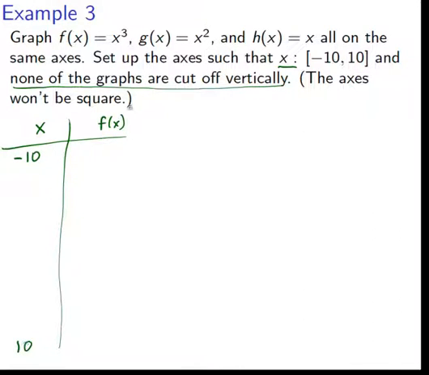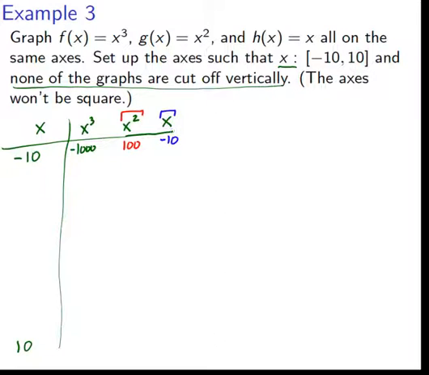So f of x, let's make all three of them. So x cubed, x squared, and x. Let's actually use colors for these. So x squared will be in red, and blue will be x. Great. So if we plug in -10, we're going to get -10 cubed, which is -1000. X squared will become 100 positive because the negatives cancel out, and x will become -10.